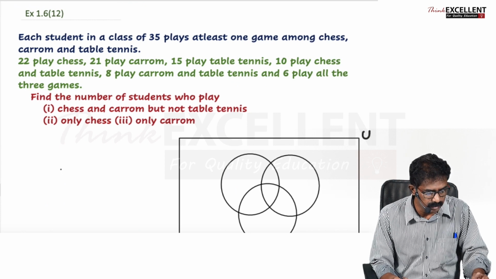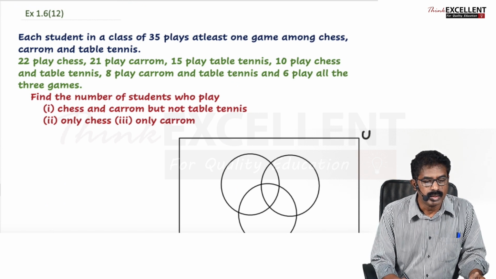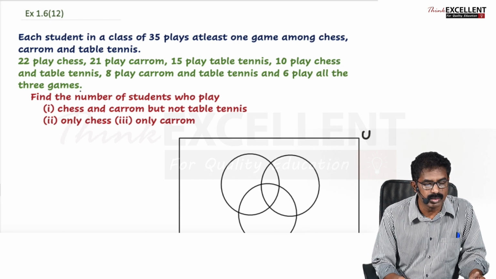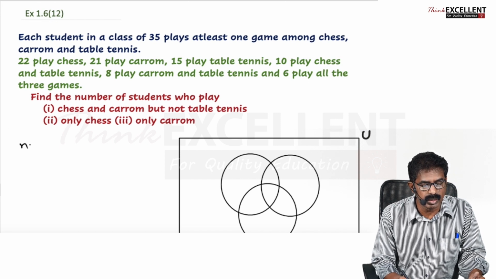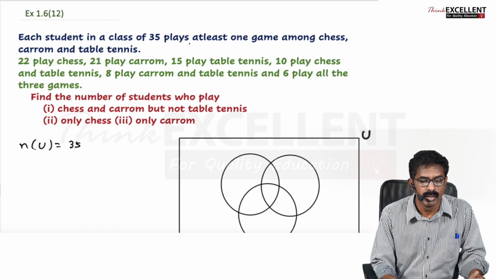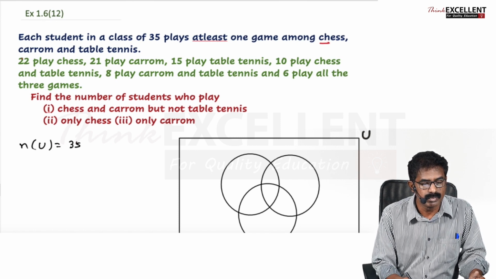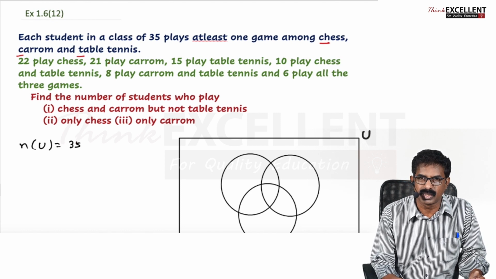Just go through this question. Each student in a class of 35, total strength is 35, right? So n of u equal to 35. Each student in a class of 35 plays at least one game among the three games given: chess, carom, and table tennis. So table tennis we can use T, chess and carom starting with C, right?